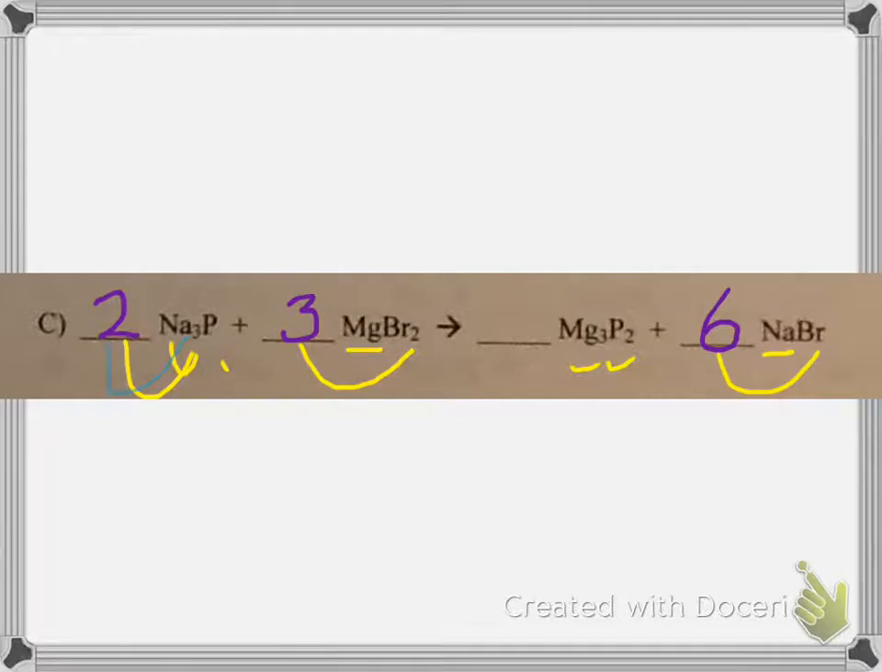2 times 3 is 6 sodiums. 6 sodiums. 2 phosphorus. 2 phosphorus. 3 magnesium, 3 magnesium. 2 times 3, 6 bromides, 6 bromides. This is properly balanced.